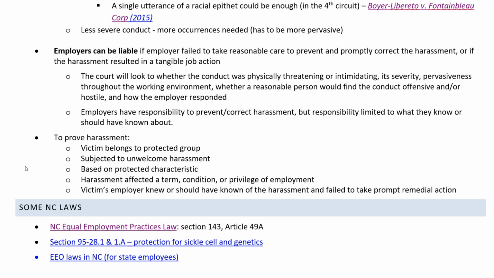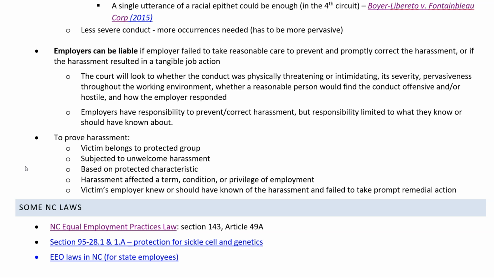In order to prove harassment, we need to be able to show certain things. 1, the victim belongs to a protected group. Again, that's usually pretty easy to prove. 2, they were subjected to unwelcome harassment. 3, the harassment was based on a protected characteristic. 4, the harassment affected some term, condition, or privilege of their employment. And then finally, the employer knew or should have known about the harassment and they failed to take prompt remedial action.